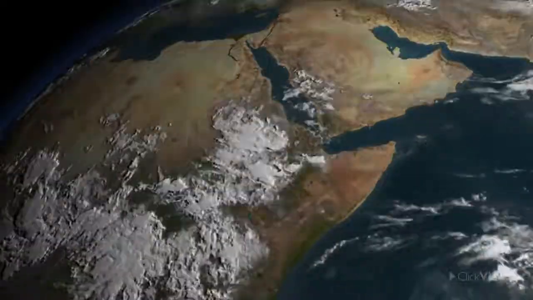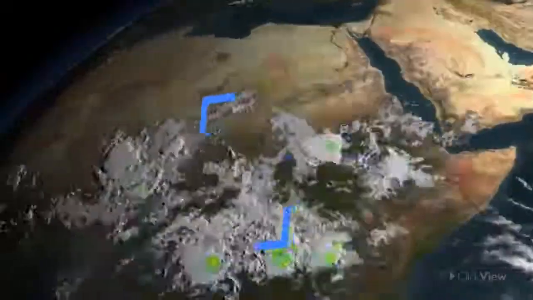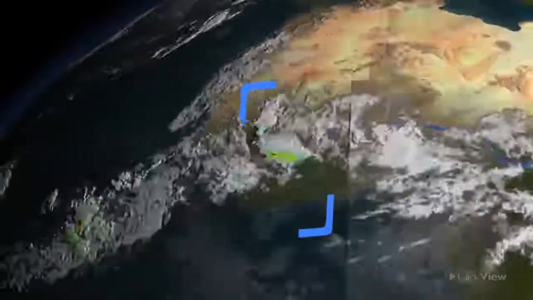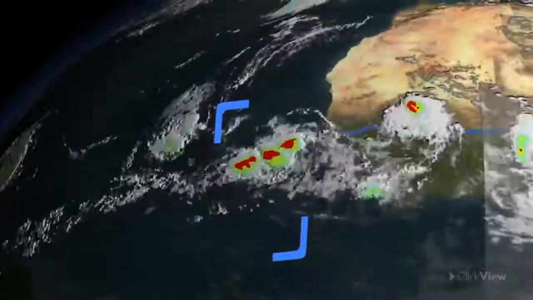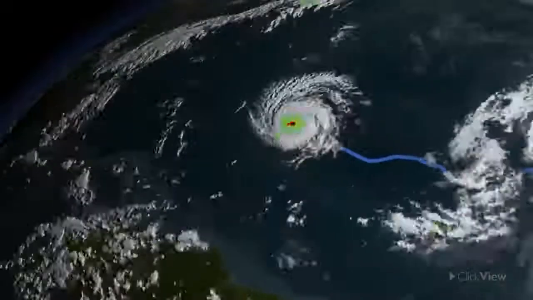Once formed, the cyclone's movement or track follows a pathway away from its source, driven by global wind circulation. As warm ocean waters feed it heat and moisture, the cyclone continues to enlarge.